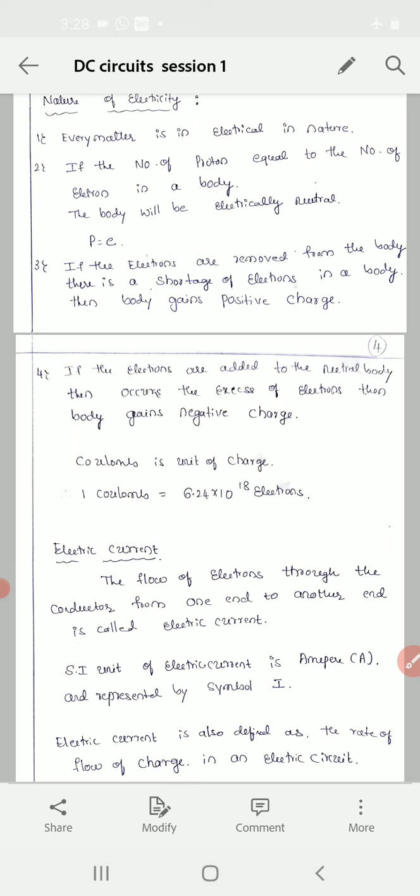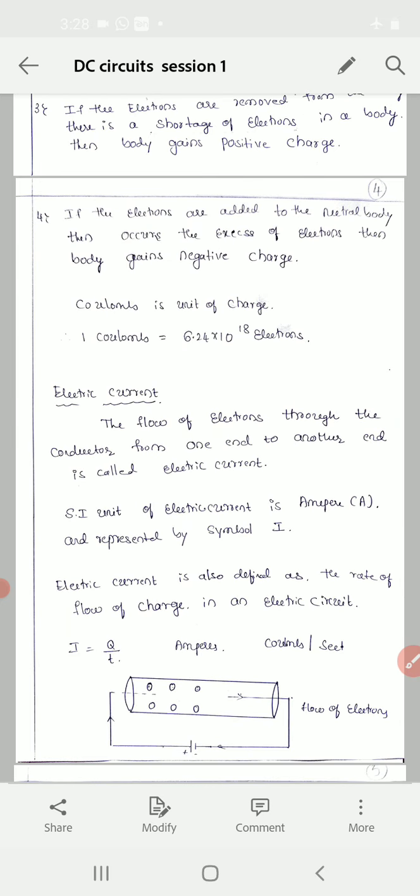If electrons are removed, then there is a shortage of electrons, and the body gains a positive charge. If electrons are added to a neutral body, then there is an excess of electrons, and the body gains a negative charge. Okay. Next concept, what do you mean by electric current?